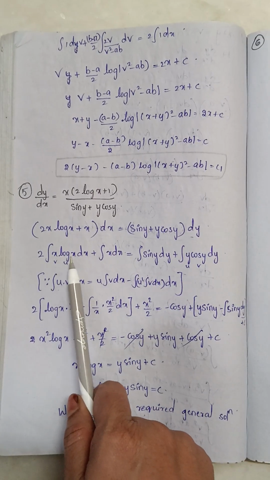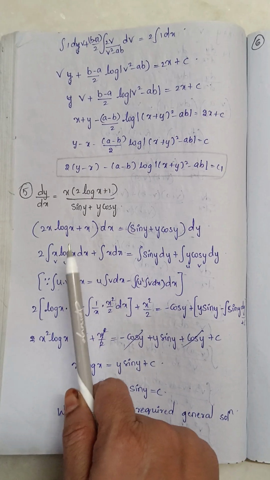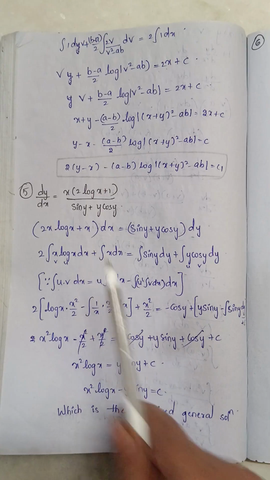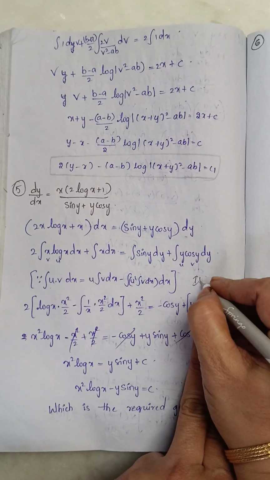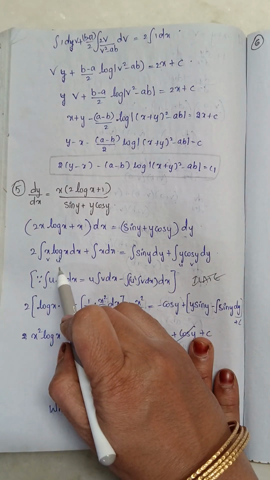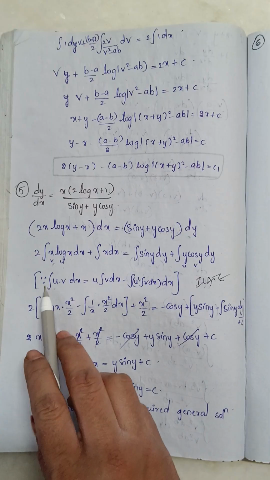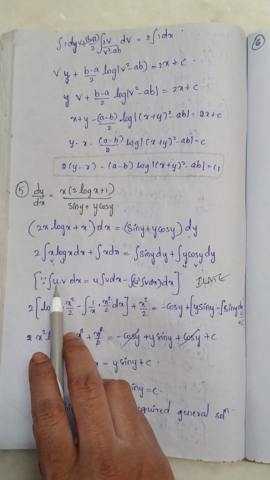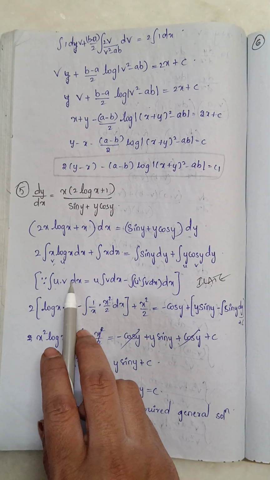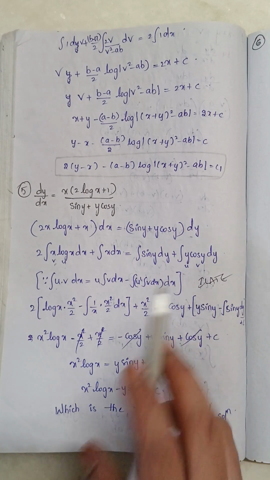This is like product of two terms, u into v, but which one are you taking as u? By using the ILATE formula, logarithm first, ILATE. Logarithm, after that algebraic. So here logarithm taken as u, this is taken as v. Then the integration uv formula we know, that is u integral v minus integration of u dash into integration of second term into dx whole dx plus c.